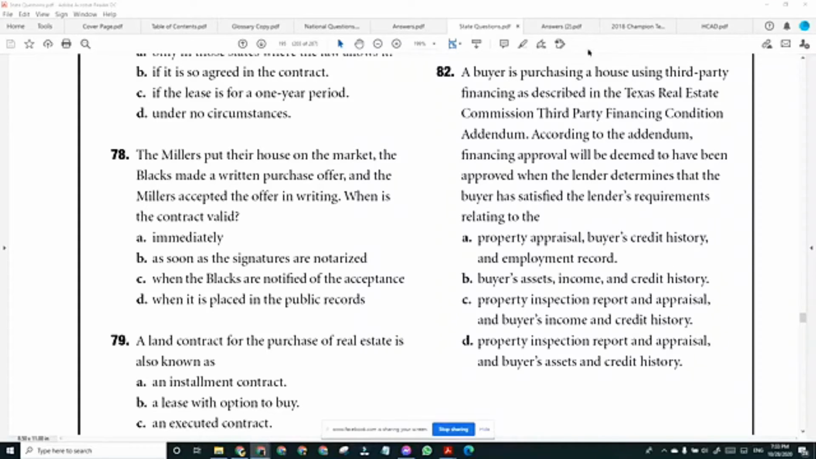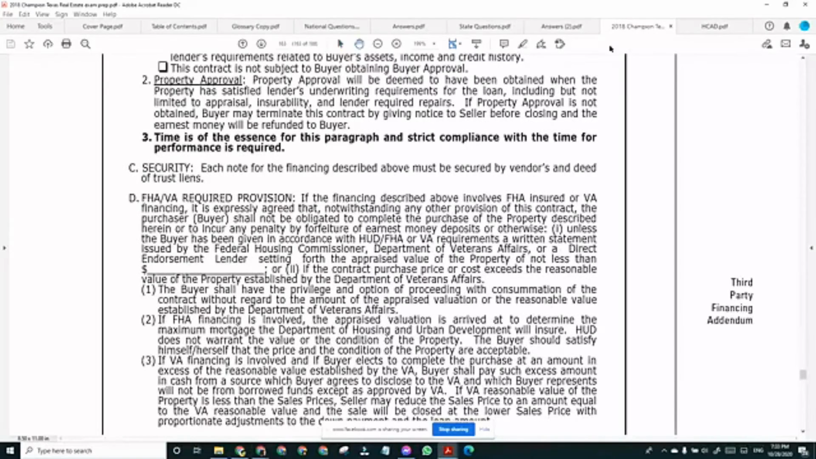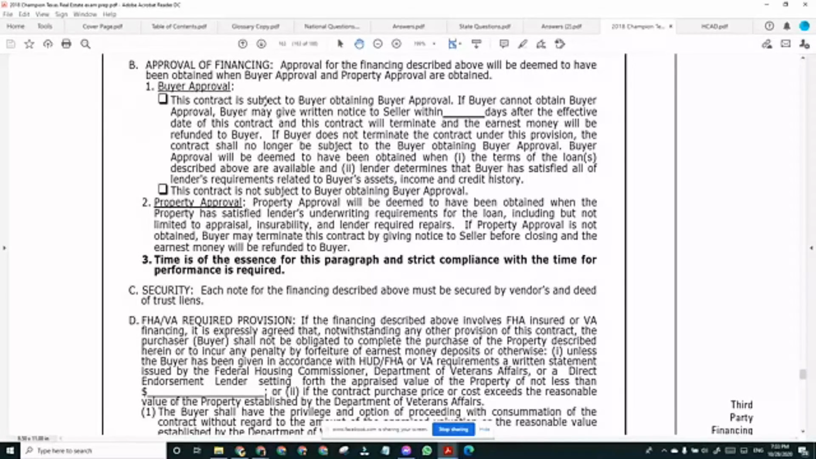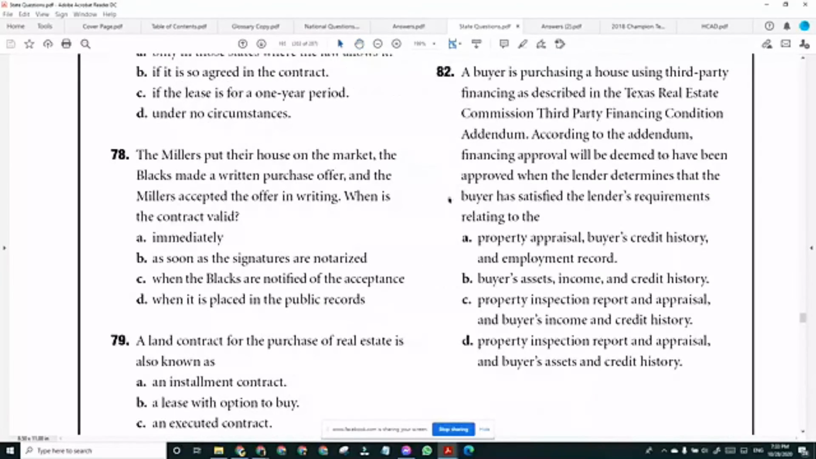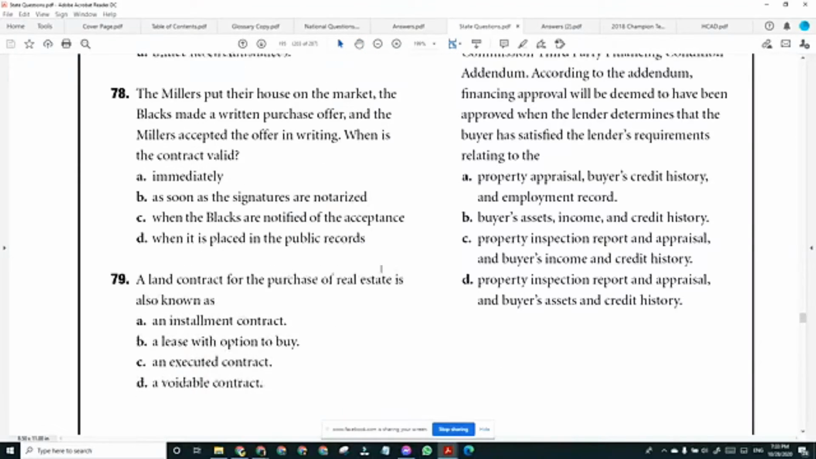So that's the financing approval, right? There's the buyer financing approval, and then there's the property approval. So they're two different things. Okay.